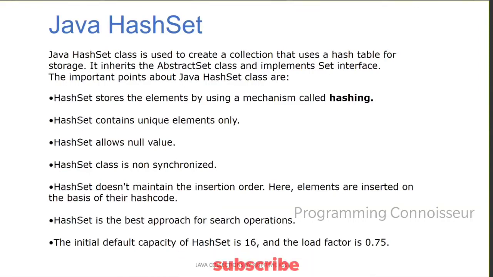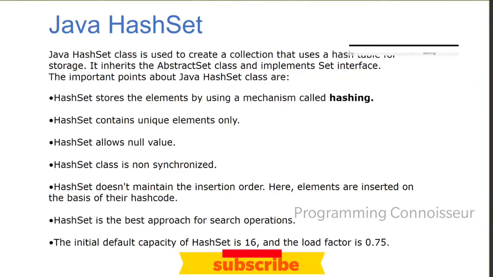Okay. It stores the elements by using a mechanism called hashing. You need to remember this point. And it contains only unique elements, whereas array list contains duplicate elements. It also allows null values. The array list also allows null values, whereas here multiple null values are not possible, only a single one, because it contains distinct elements. Again, it is non-synchronized. It doesn't maintain insertion order for you, as we have in a list. Here we will not have any insertion order.